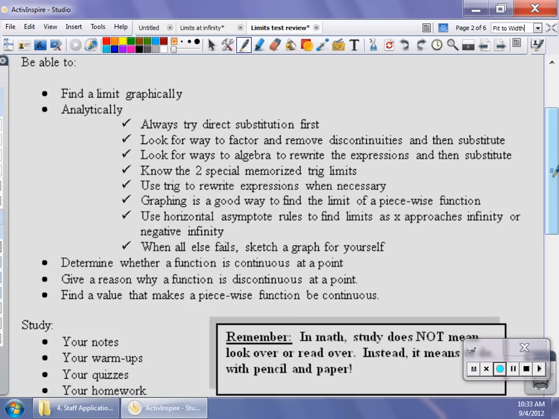You need to know your horizontal asymptote rules so that you can find the right and left end behavior, or the as x approaches infinity or negative infinity. When all else fails, again, sketch a graph.